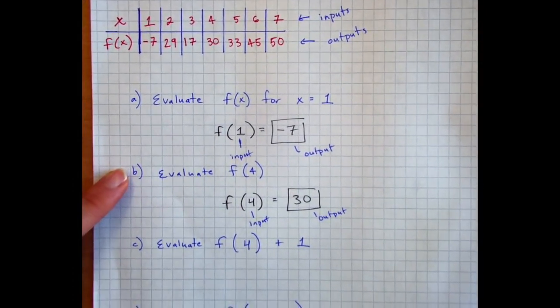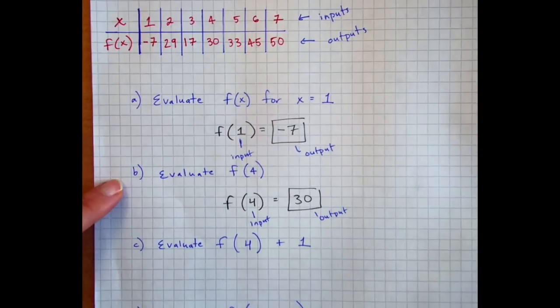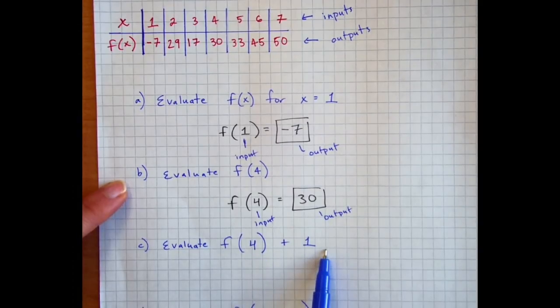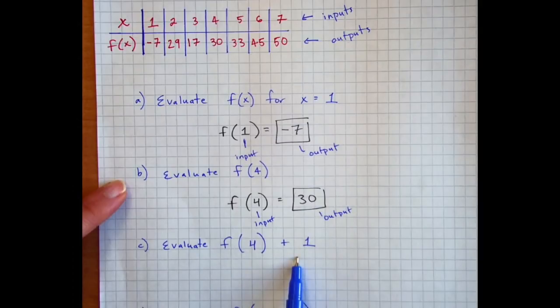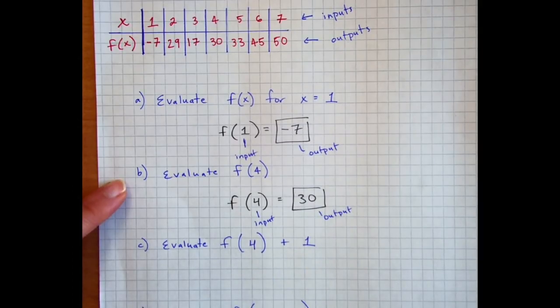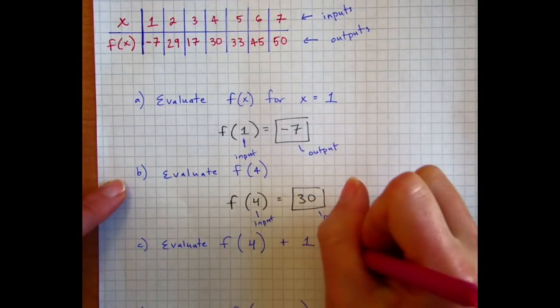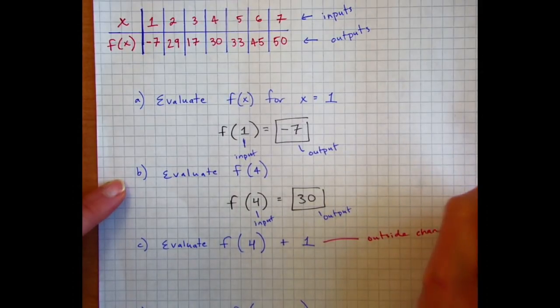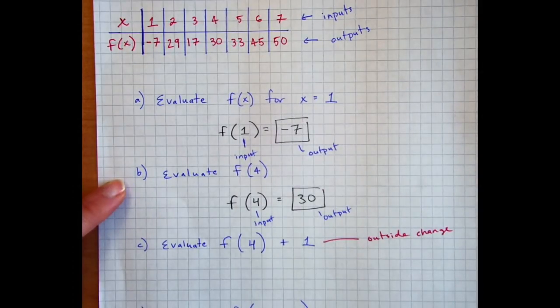Okay, so now things are getting a little bit more complicated. We're evaluating f of 4 plus 1. So the first thing I'm going to ask is, is this an inside change or an outside change? This is an outside change because the 1 is outside the parentheses. So I know that somehow my outputs are going to be affected.